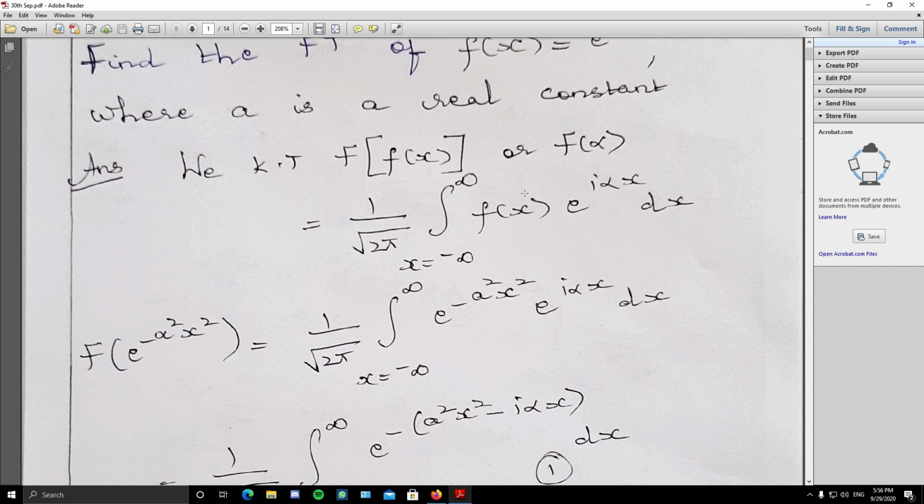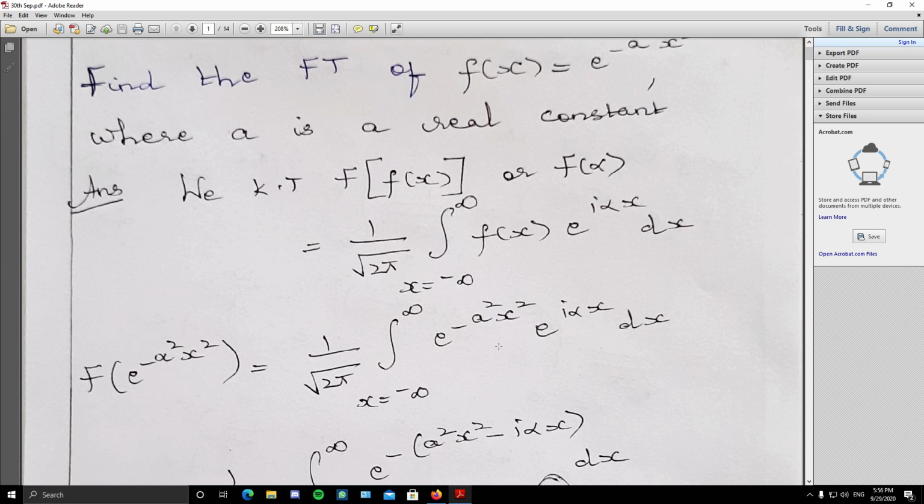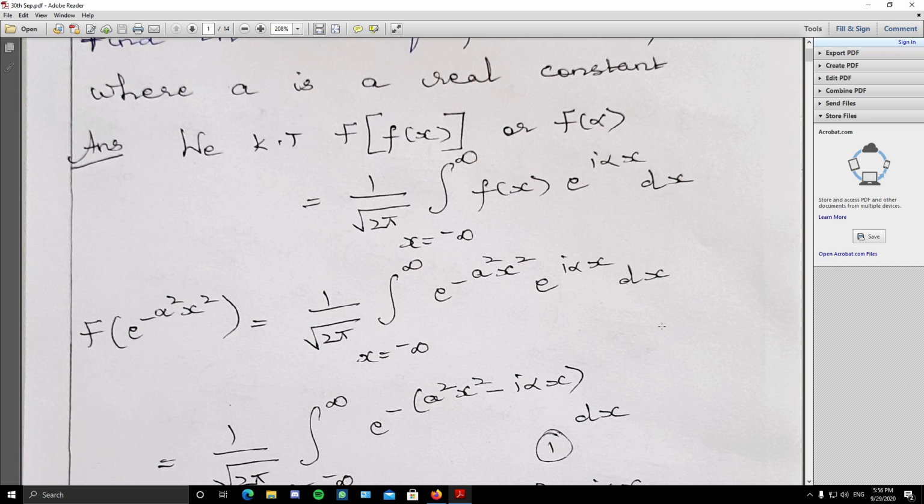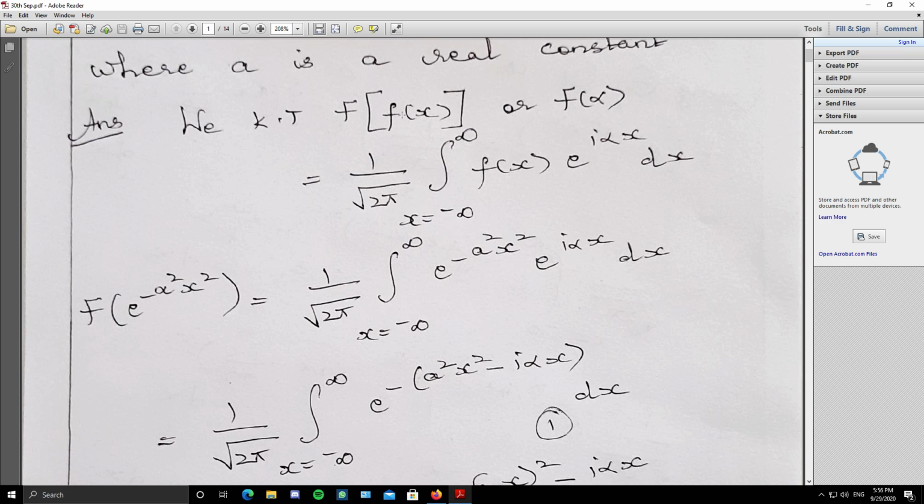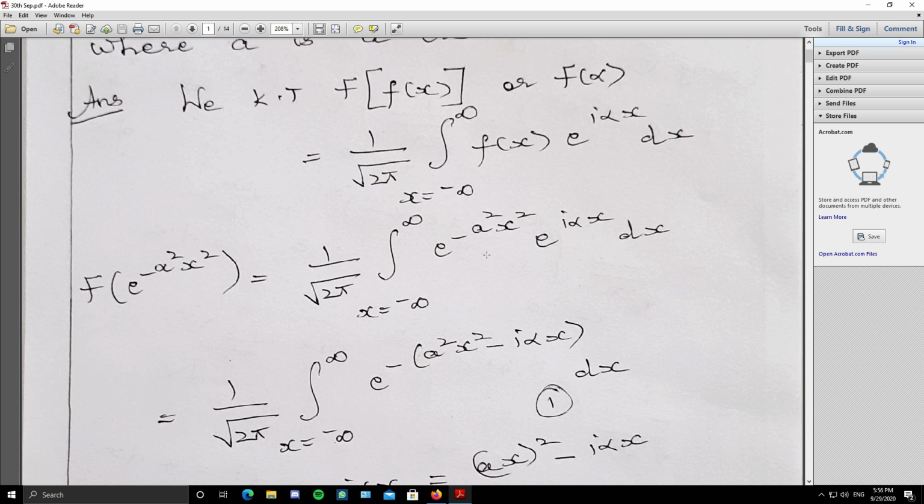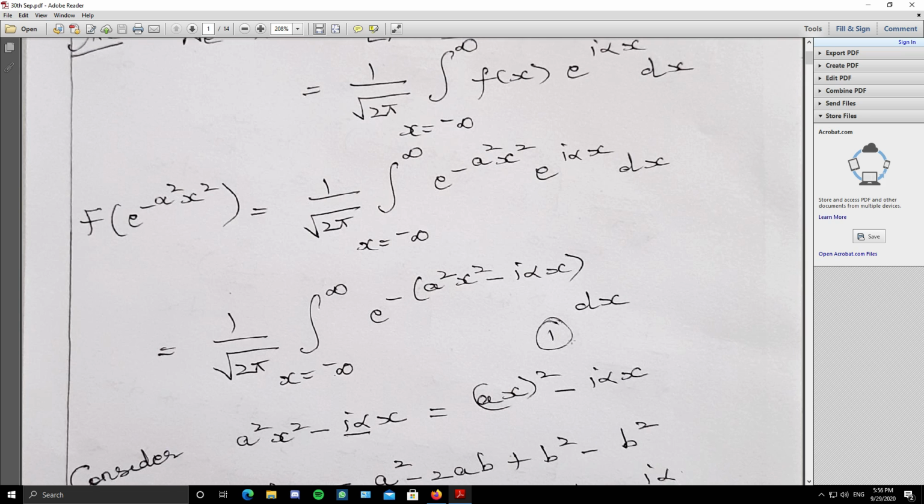So what is f of x here? E power minus a square x square. So 1 by root of 2 pi integral x equals minus infinity to plus infinity e power minus a square x square e power I alpha x dx. So f of x is e power minus a square x square, that is substituted here. Then the next step, the exponential terms are multiplied, so the powers are added. So in the power, the minus is taken out, so e power minus of a square x square minus I alpha x dx. Take this expression as 1.